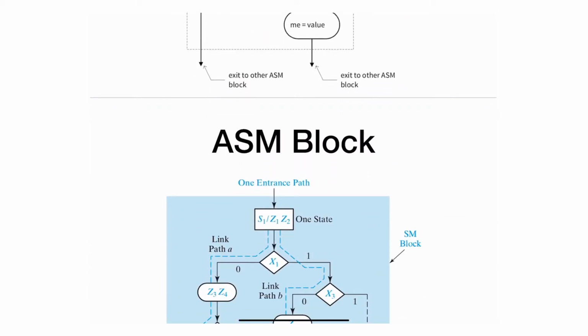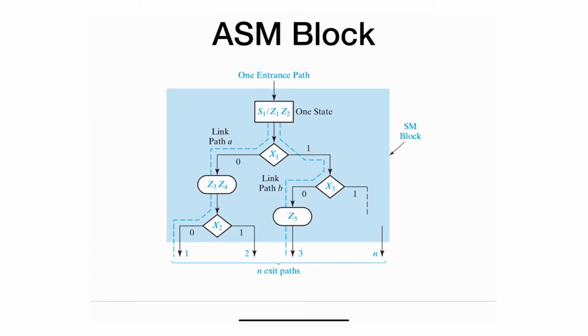All right, so let's see an example. Here's an example of a finite state machine. It's not a whole machine, it's just a single ASM block. We have one entrance path, for state S1, and only one state box in this ASM block. That tells me I am currently in S1. This ASM block has a couple of outputs, Z1 and Z2, asserted. These are Moore outputs because they are only related to S1. It doesn't matter what the input is.